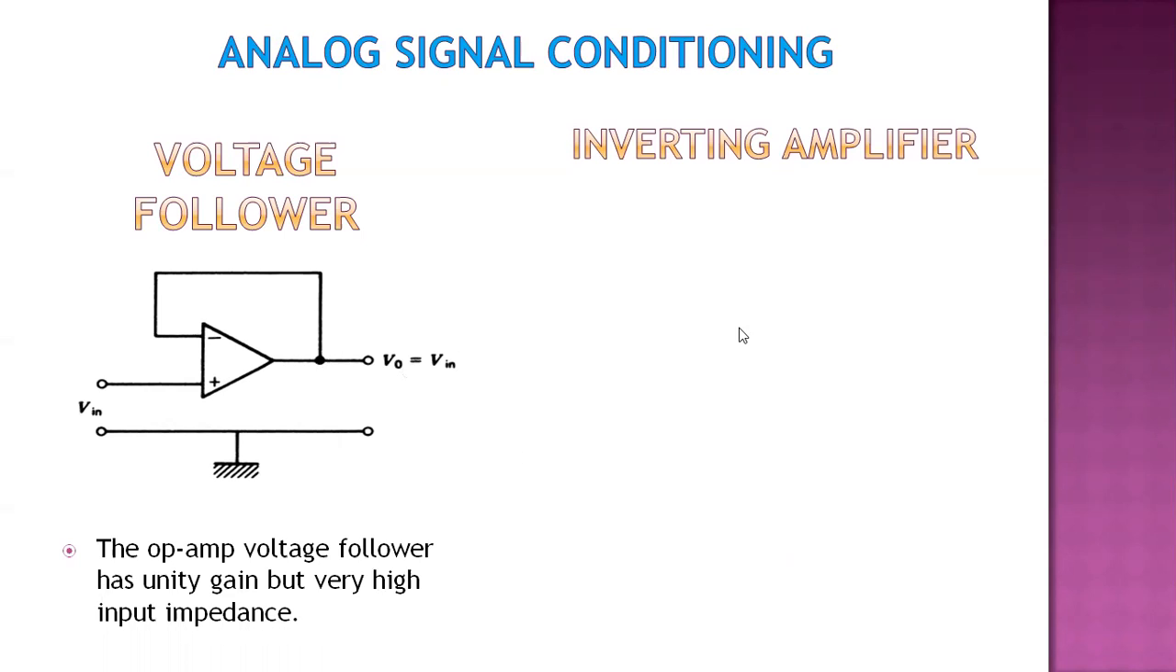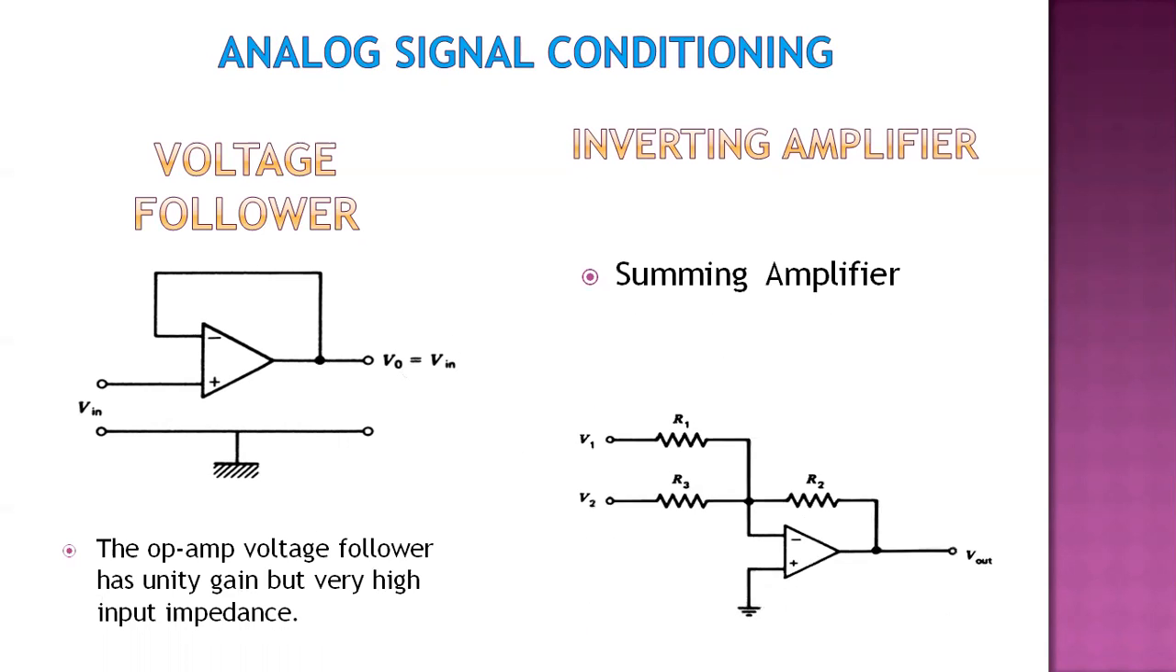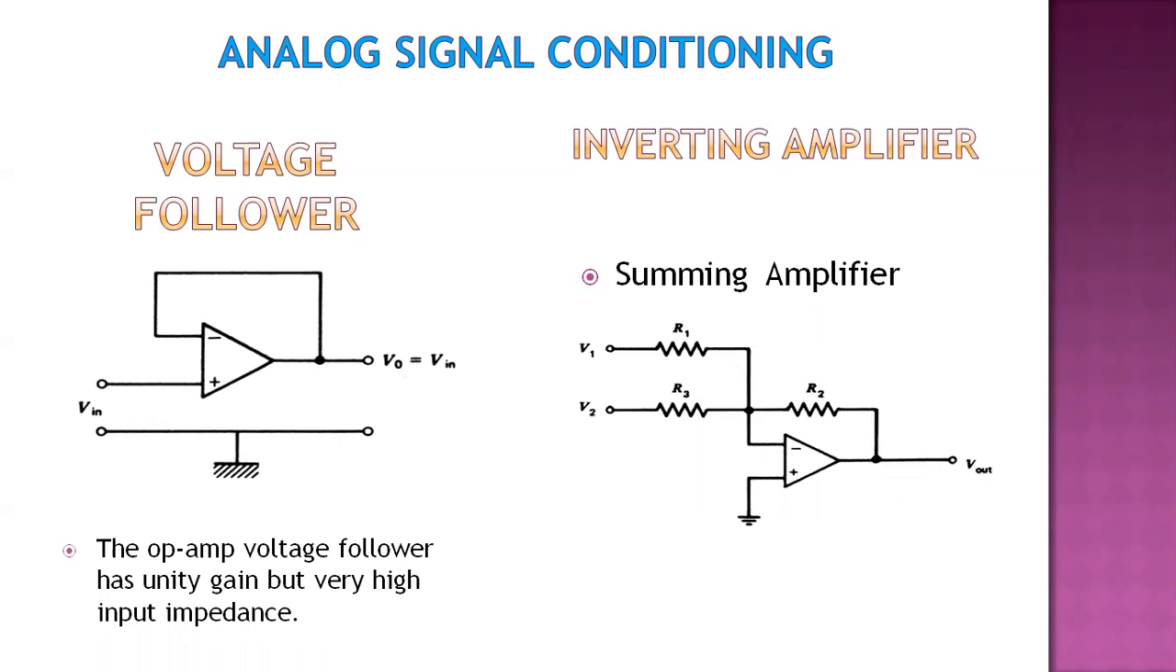The second application you can find is the inverting amplifier. We have already studied this. The circuit inverts the input signal and may have either attenuation or gain depending on the ratio of the input resistance R1 and the feedback resistance R2. So you can find the output voltage for the summing amplifier.